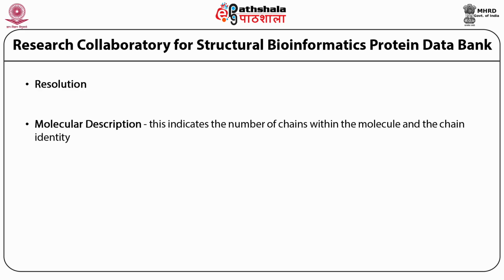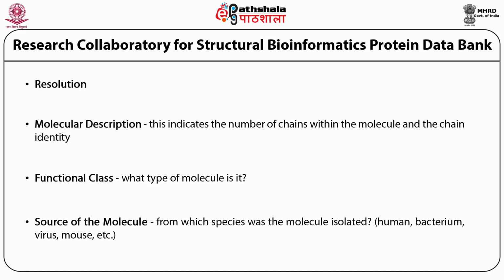Molecular description is another term one has to know. It indicates the number of chains within the molecule and also the chain identity. For example, in the case of hemoglobin, there are 4 chains. Hemoglobin is a tetramer. Chains A and C are alpha globin molecules and chains B and D are beta globin molecules. These kinds of classifications will be given in detail in PDB. One can also check the functional class of the molecule and the source of the molecule, that is, from which species the molecule has been isolated, whether it is from human, bacterium or virus.